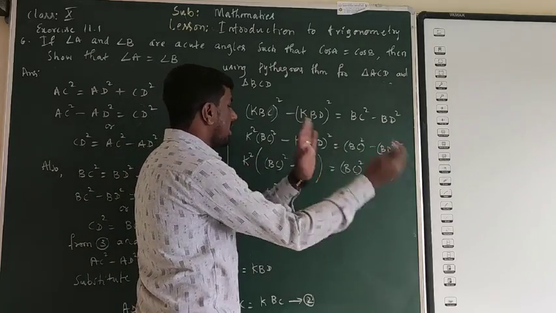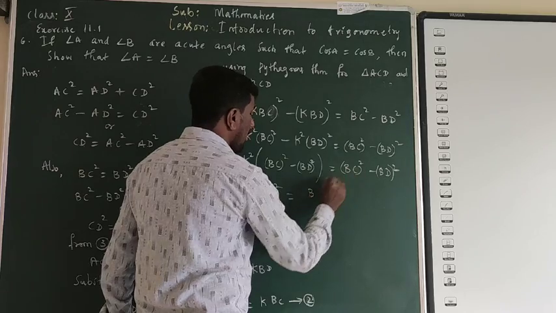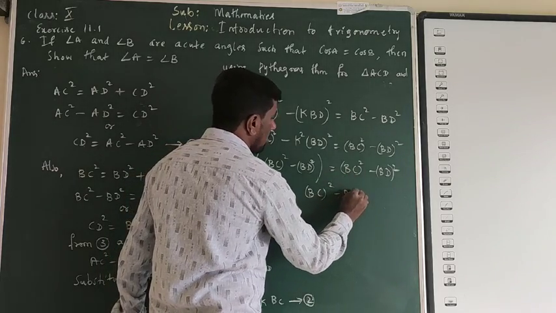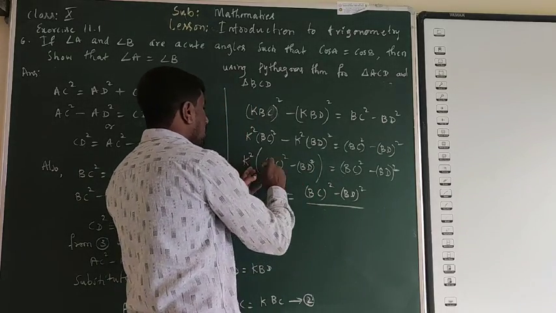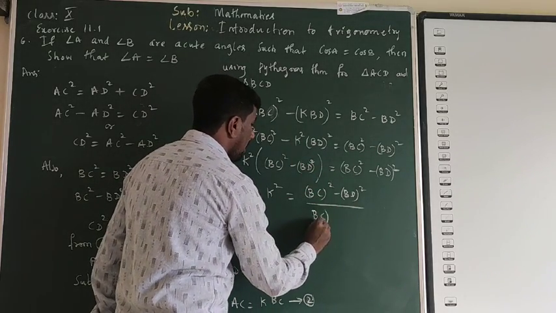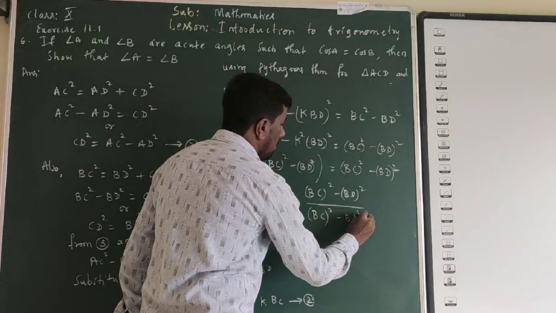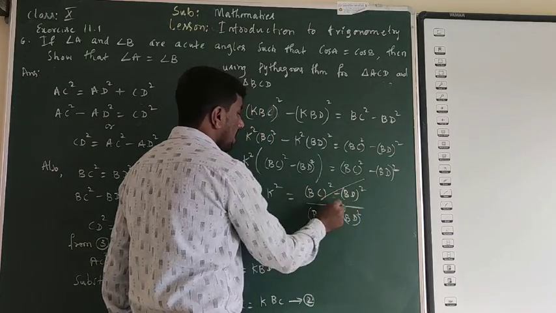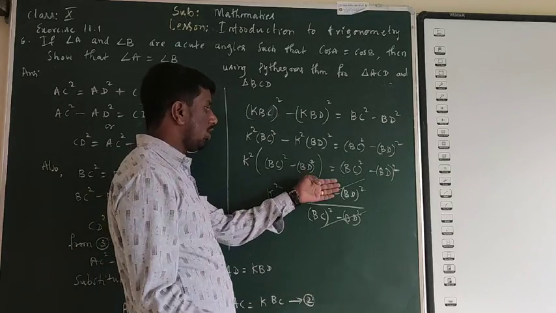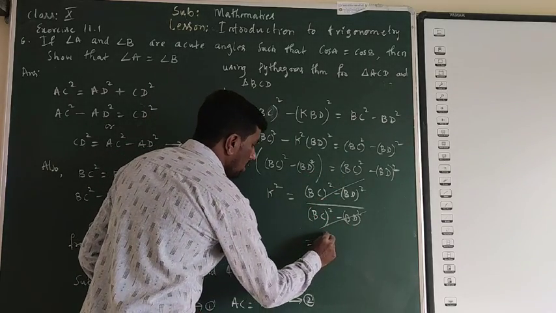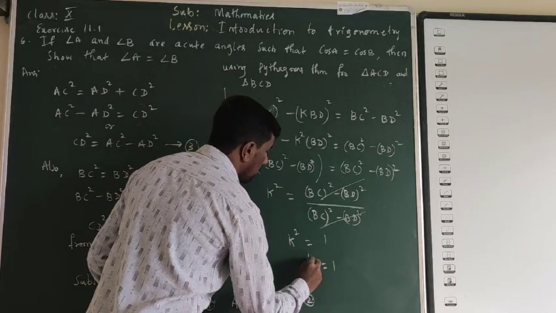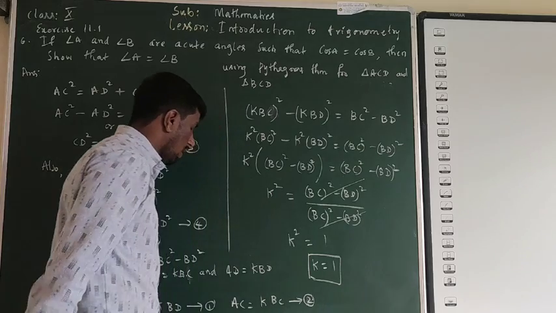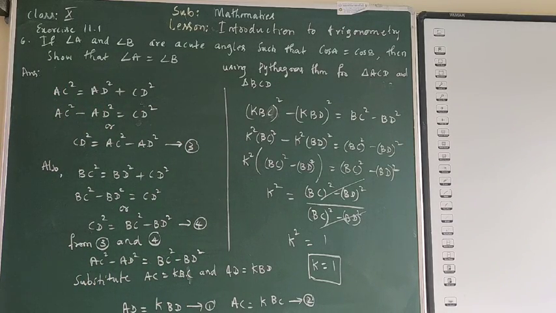So this is multiplied. If I send it to the other side, it will get divided, right? So here I get BC square minus BD square, which is multiplied with K square. If I send it to the other side, it will get divided, right? So BC square minus BD square over BC square minus BD square will get cancelled, both the numerator and denominator having the same value. So 1 divided by 1 will become 1. So K square is equal to 1. This implies that K is equal to 1.